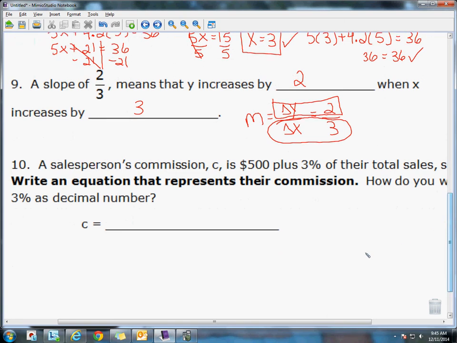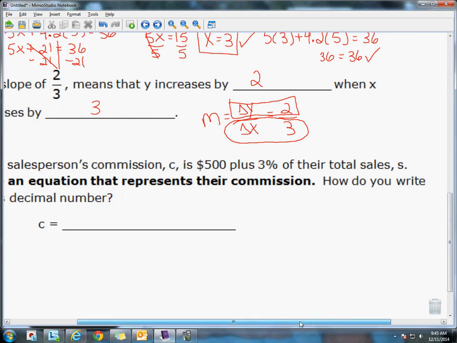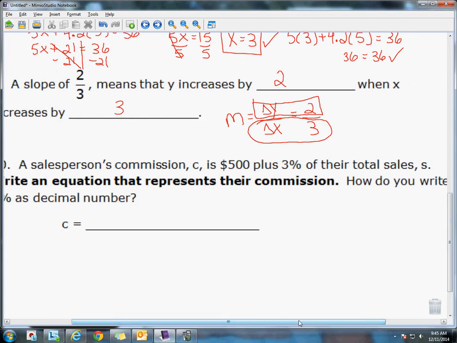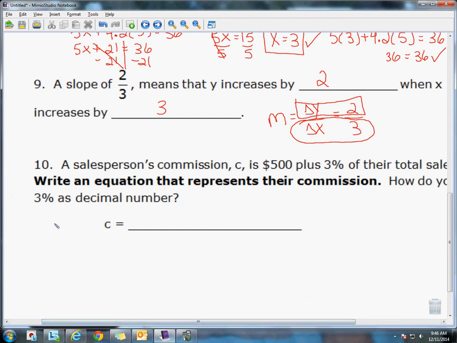Number 10, a salesperson's commission C is $500 plus 3% of their total sales S. It tells us to write an equation that represents their commission, and then asks us how do you write 3% as a decimal. We're going to answer that last question first. 3% as a decimal, all you have to do is just move it over twice and put your 0 in the blank. So this would just be 0.03.